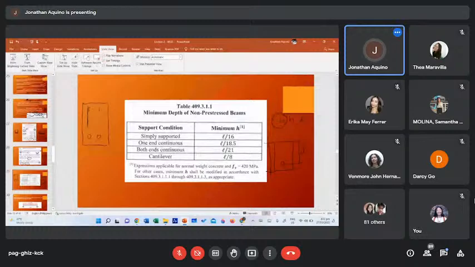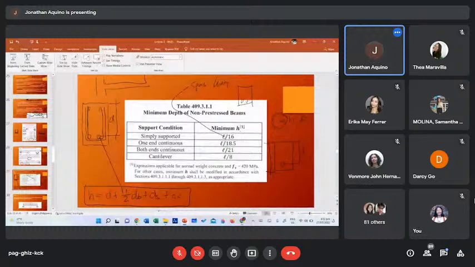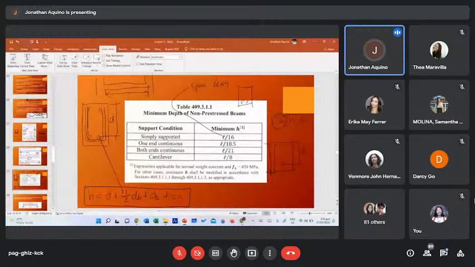So yung mga beams o yung mga structure where using bars lang, concrete plus deformed bars. So for simply supported beam, the minimum height is L over 16, where L is the span length. So ito yung span length. So ano ba yung span length? Yung span length is the clear distance between columns. So for simply supported, span length divided by 16.